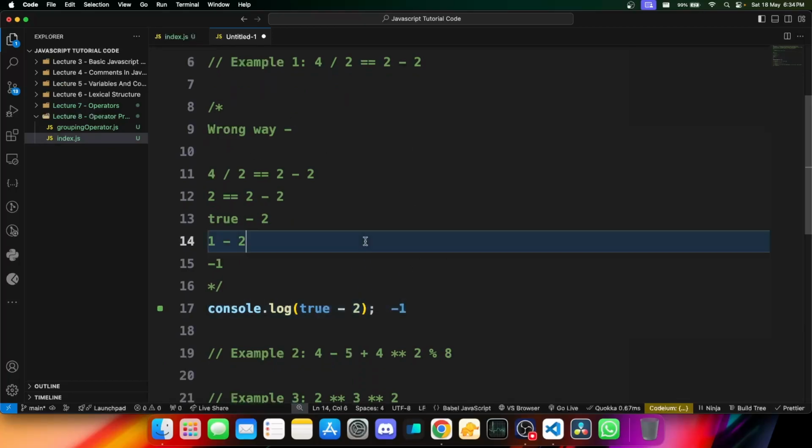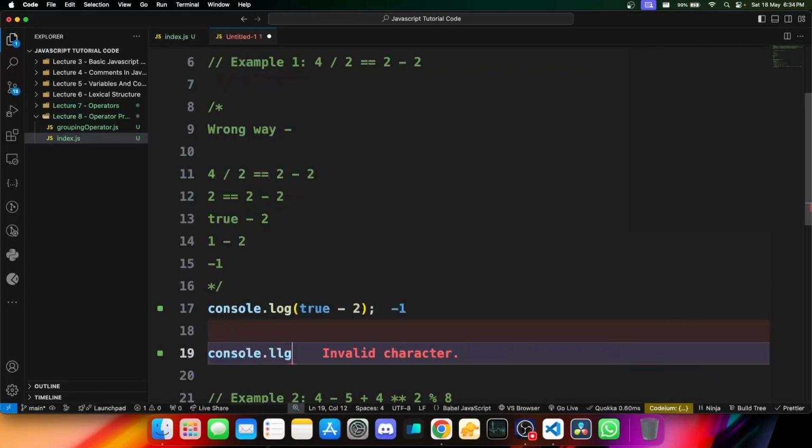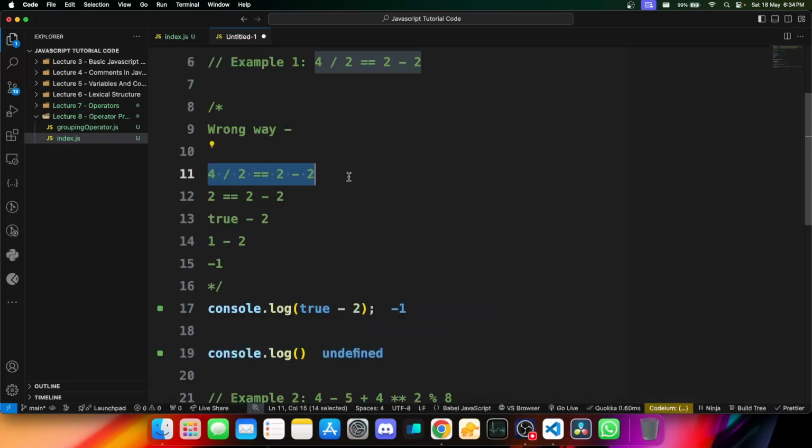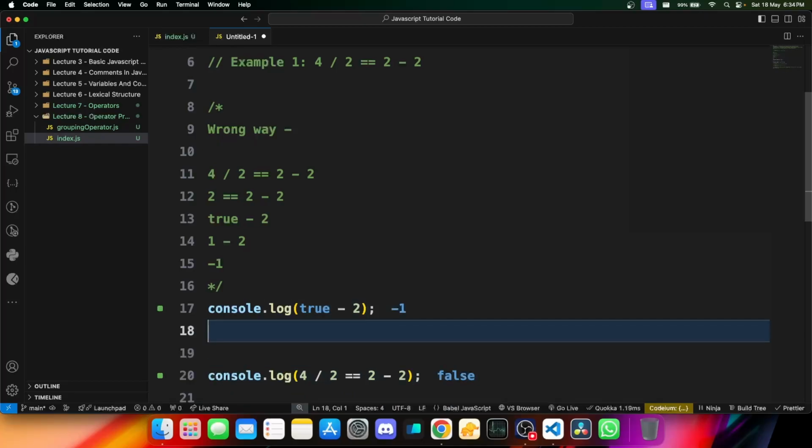Now this is obviously the wrong way. Why it is a wrong way, let's actually prove that. So I'm just going to console log the answer for this equation directly, and then I'm going to tell you the right one. So you can see when I do this, I get an answer of false.